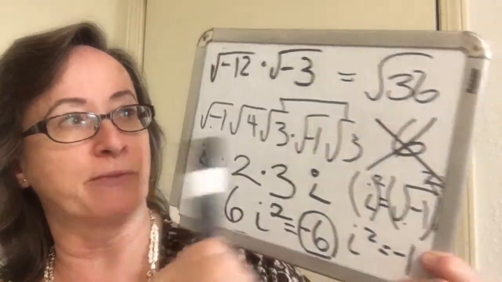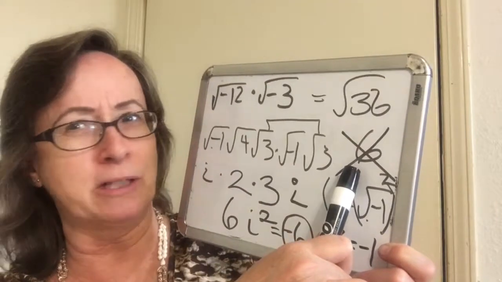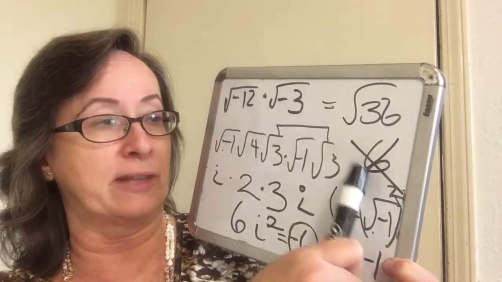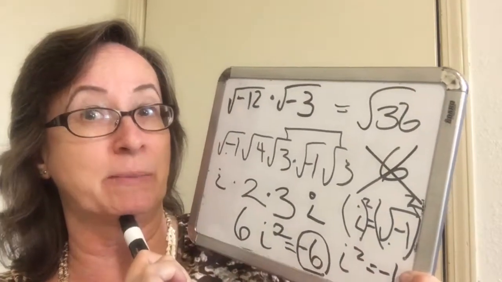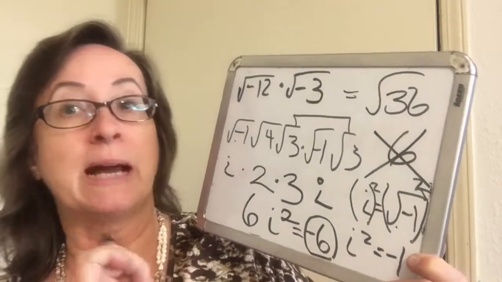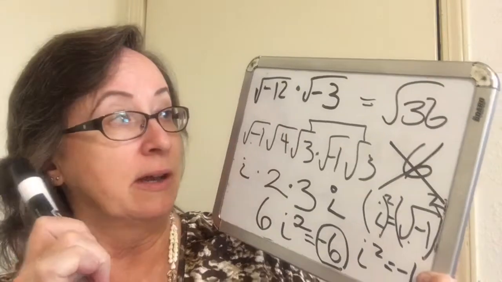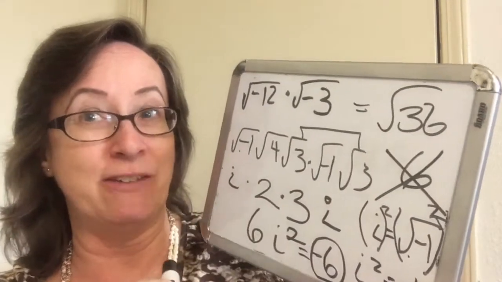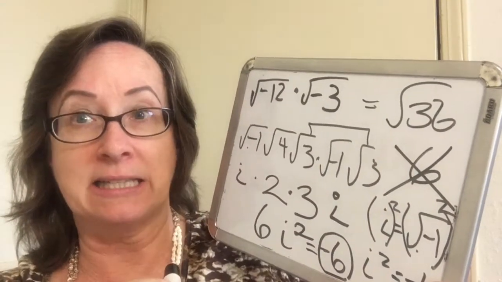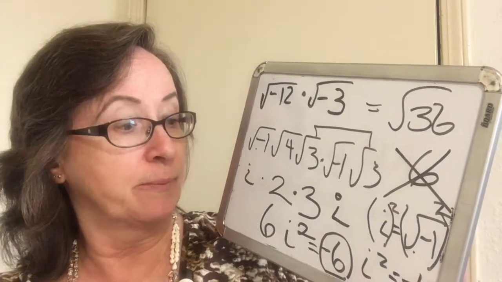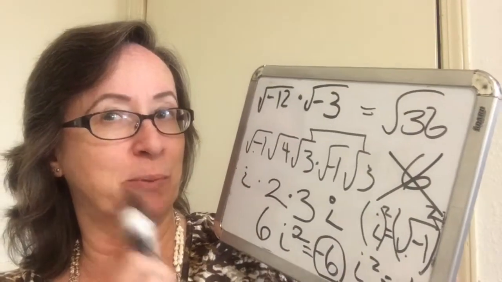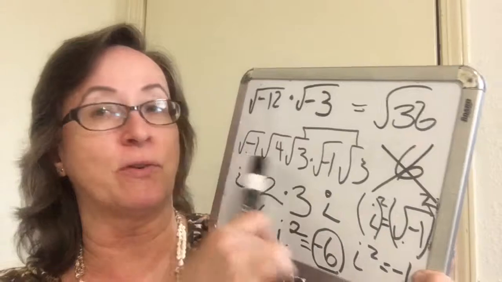The answer that we would have gotten if we had just multiplied them together without pulling out the i's would have been 6, and that would have been wrong. So every time we do anything with imaginary numbers, that's a negative under an even indexed root, then we're going to have to pull out the i's first before we start to apply our product rule, quotient rule, etc.